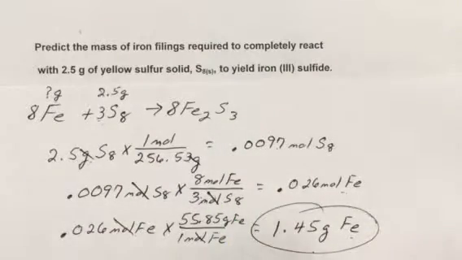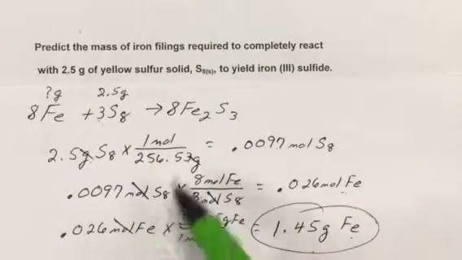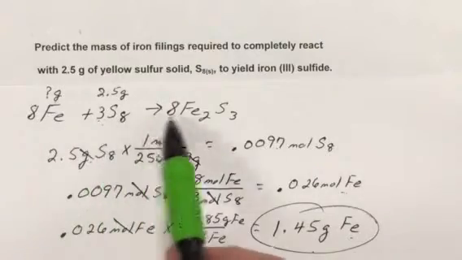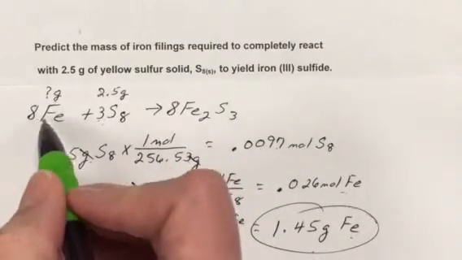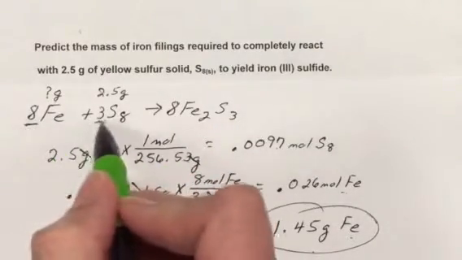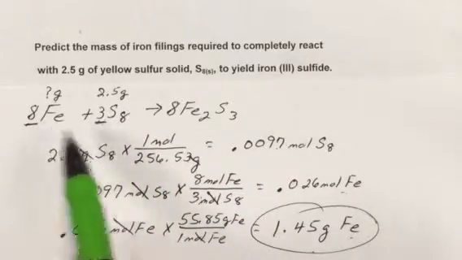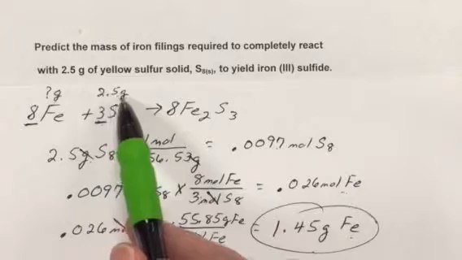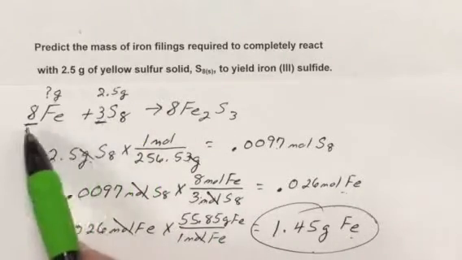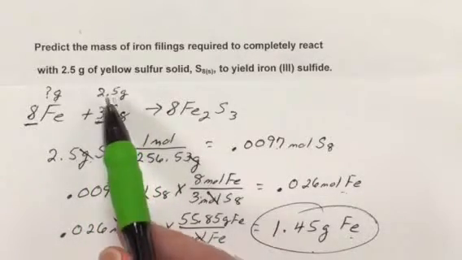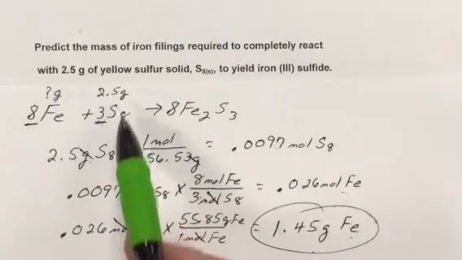Okay, once again, let's run through our steps. First, we have to start with the balanced equation. We have to start with the balanced equation because we need this ratio. We need the ratio of the sulfur to the iron. They gave us 2.5 grams. This ratio is in moles, so we have to convert the 2.5 grams into moles.